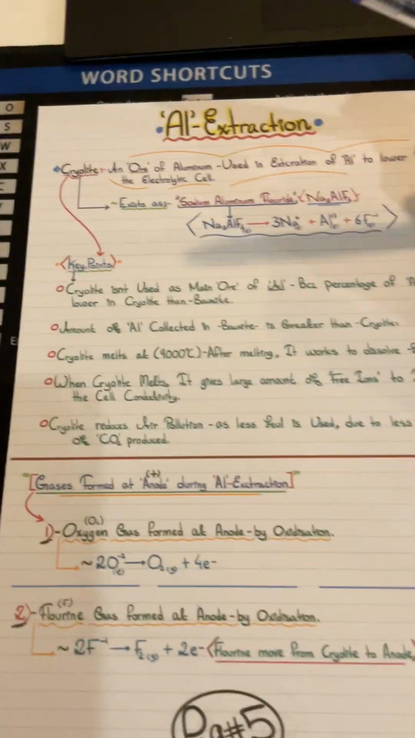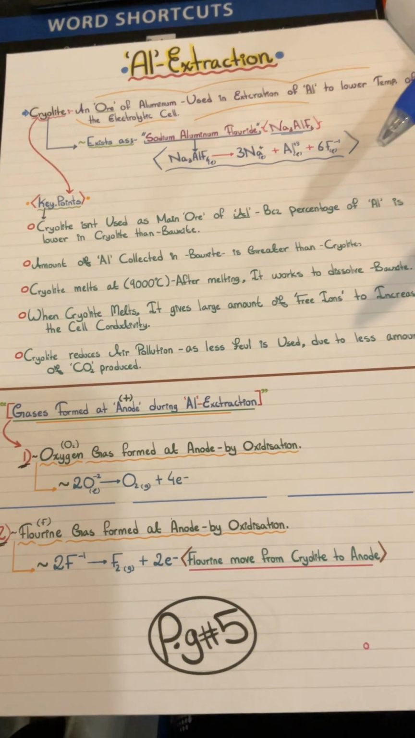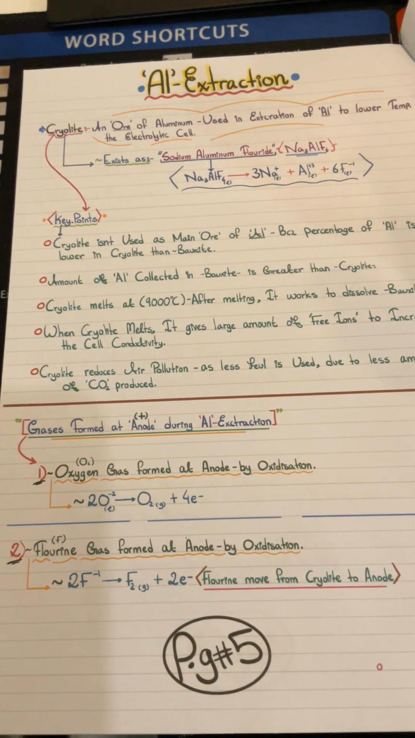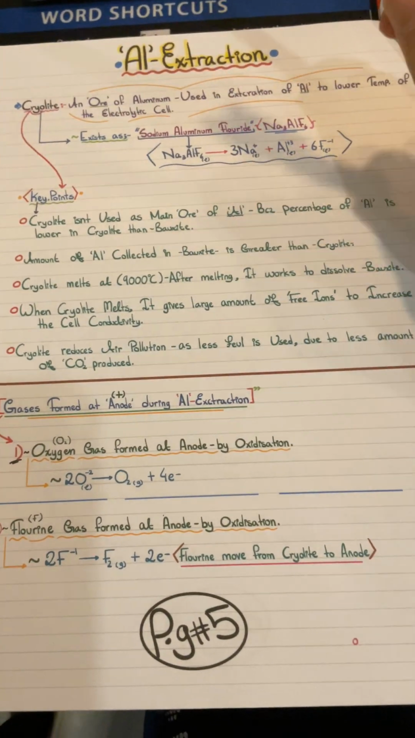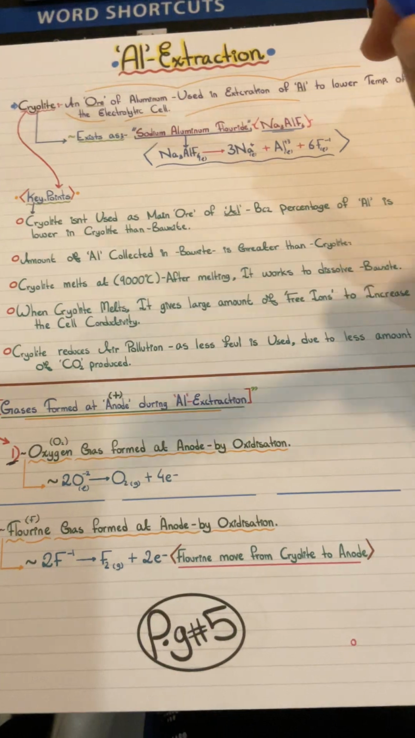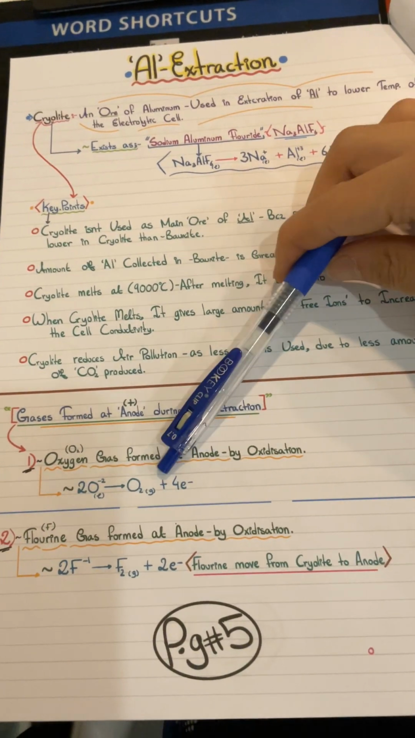Alright, so now I want to review the gases that are formed at the anode during aluminum extraction. In the extraction equations that we had a look at in the previous page, we saw that oxygen was formed at the anode, correct? But there are other gases. Of course, oxygen is formed at the anode by oxidation, like we studied.